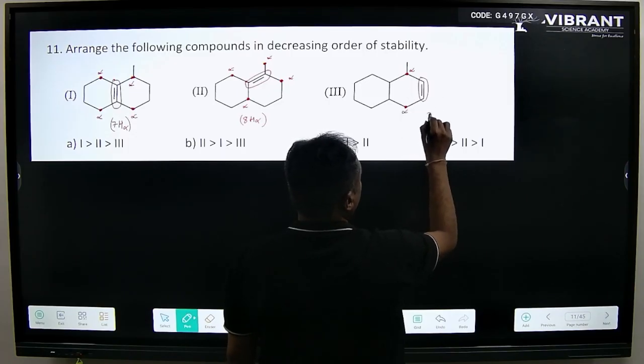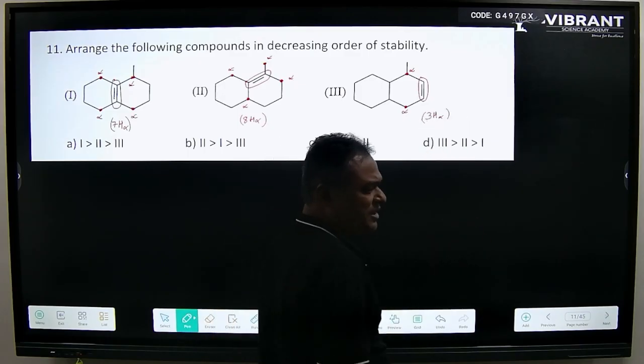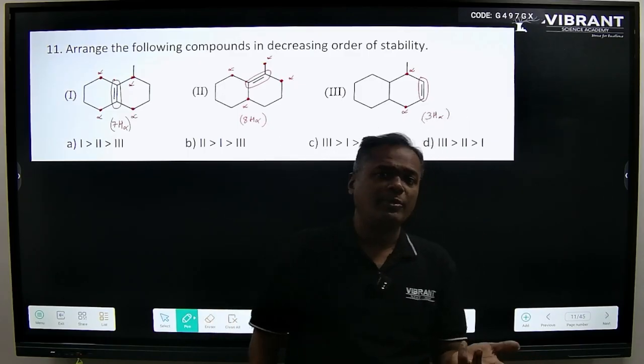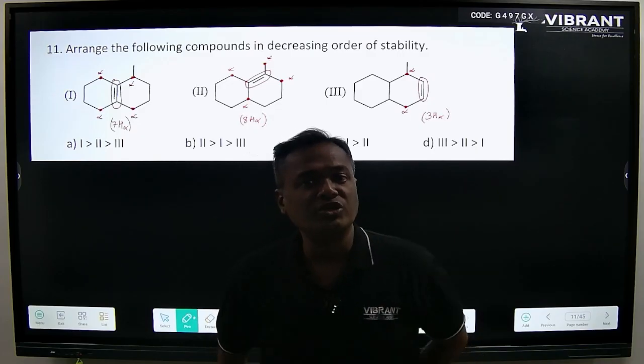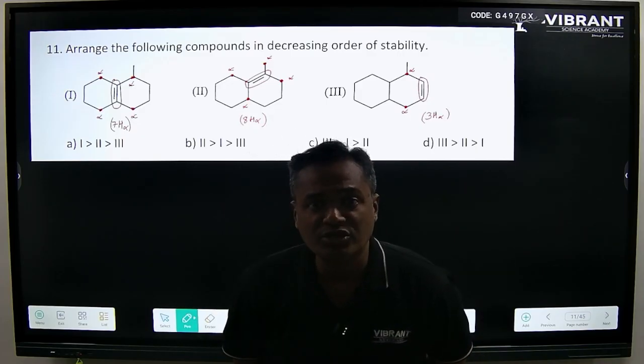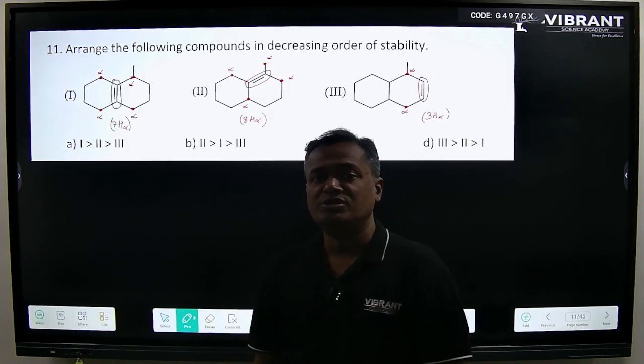That means the total number of alpha H is 3. Now, the question is, what is alpha H? Why is it needed? Since we have done hyperconjugation, the more alpha H you have, the more hyperconjugating structures there are. The more hyperconjugating structures, the more the stability. In other words, more alpha H, more stability.